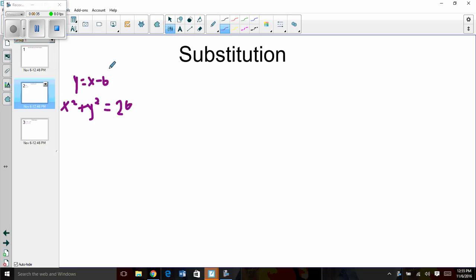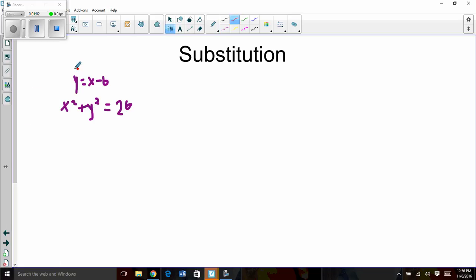You want to use this when you have really no matching up variables, like in elimination where you can kind of cancel stuff out. This is used more when you have a variable equal to something, like we have that top y equals x minus 6, and we can plug that in, substitute that in for y here on the bottom equation. So that's what we're going to do. We're going to take this y equals x minus 6 and plug it in for y in the bottom equation. So let's go ahead and do that.